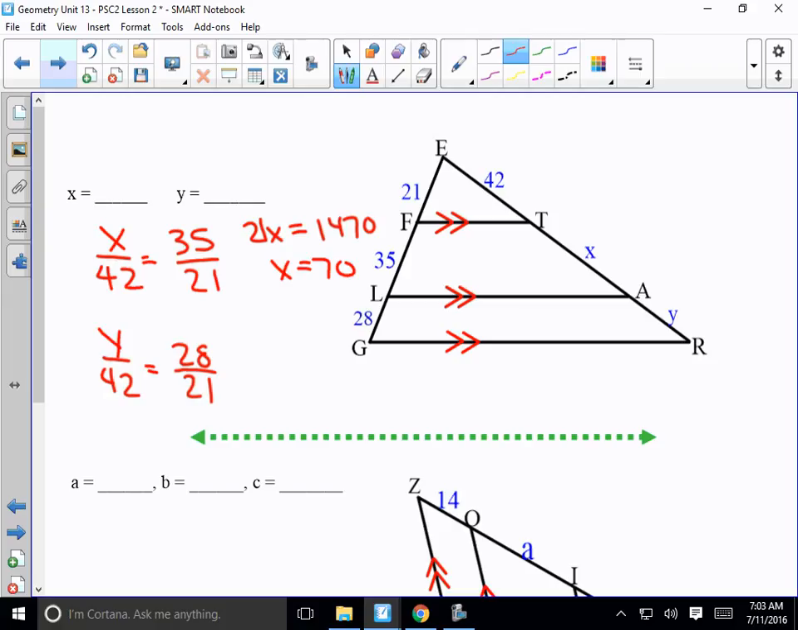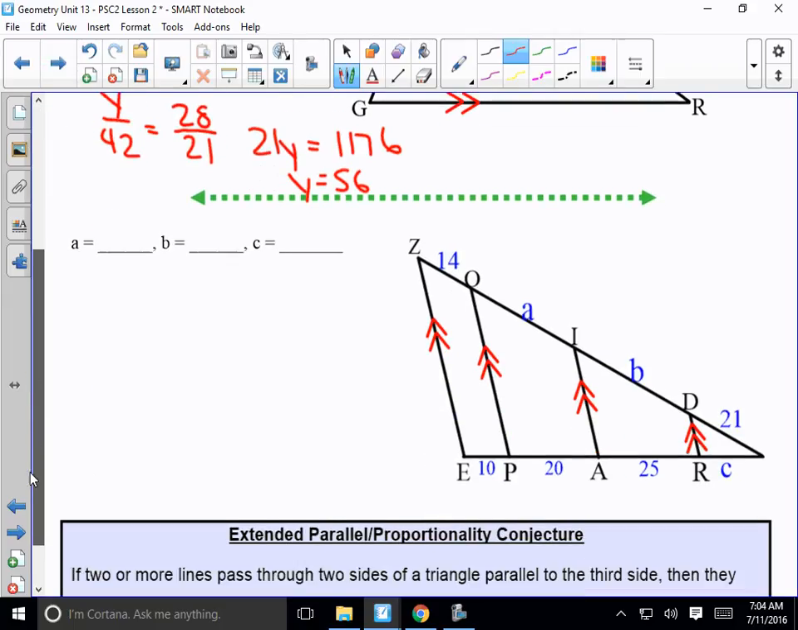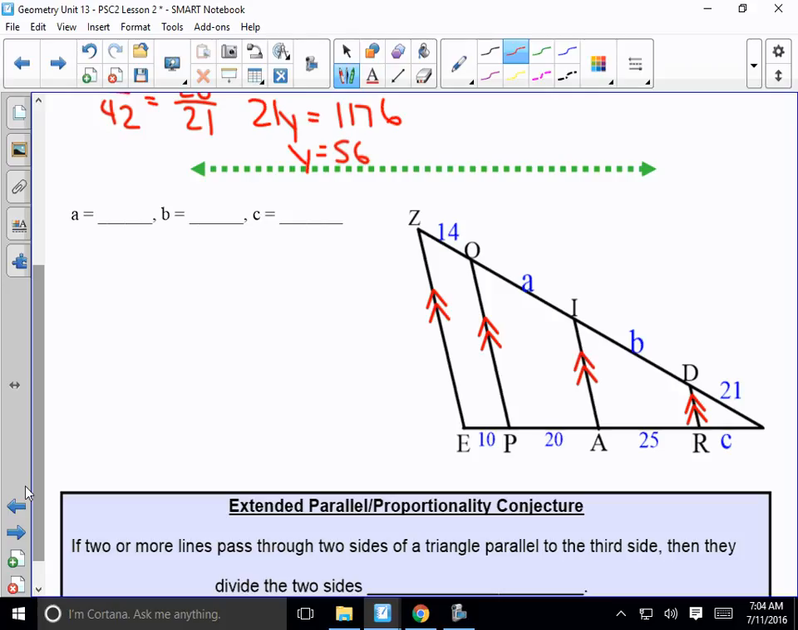Okay, we'll do the same thing on the bottom here. Okay, 21y equals 42 times 28. Okay, 1176. Divide by 21, and we should get 56. Okay, so the important part, once again, setting up your ratios properly, and then just being careful as you go through and cross multiply and solve.